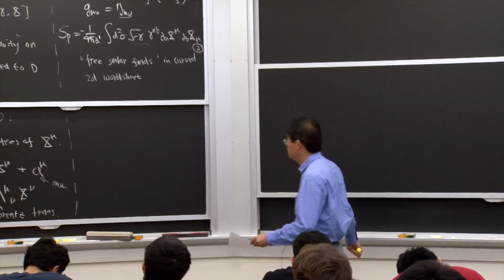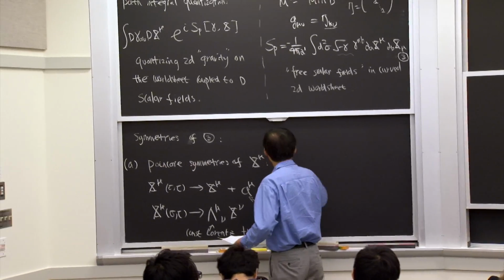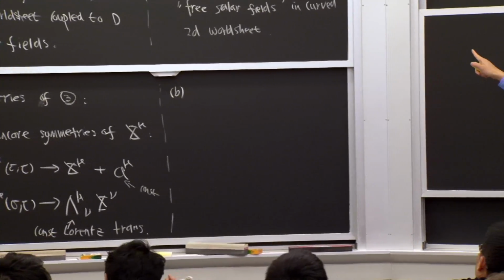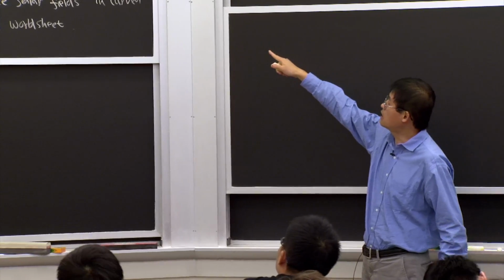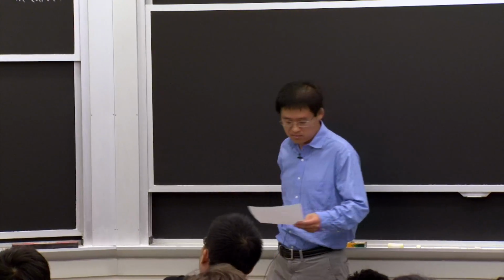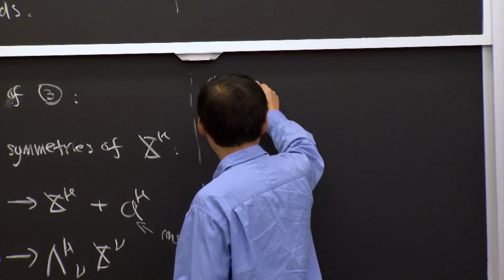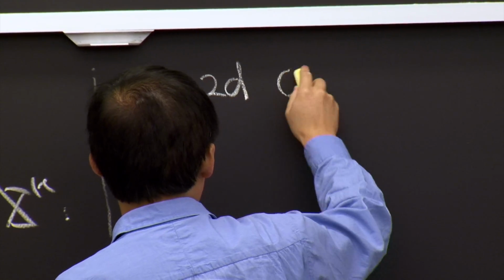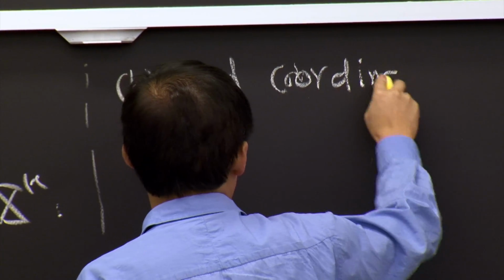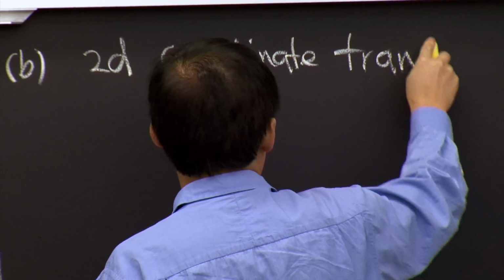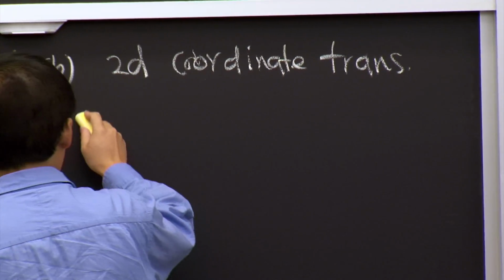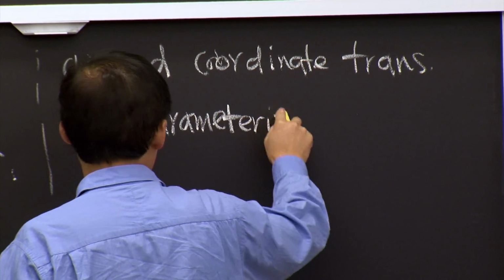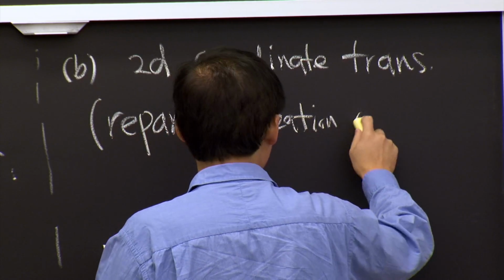So this is the first set of symmetry. The second set of symmetry, essentially by construction, because we are writing this as a scalar field in the curved space-time, then this is invariant. Then this is invariant under a two-dimensional coordinate transformation. In other words, this is invariant under reparametrization of the worldsheet.